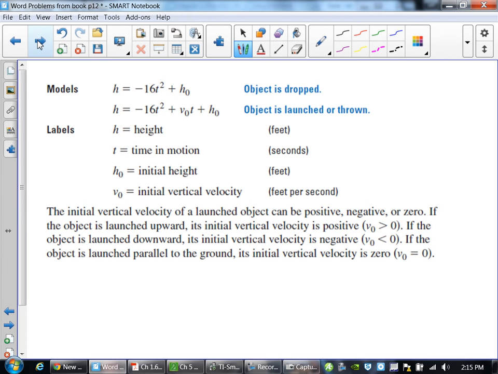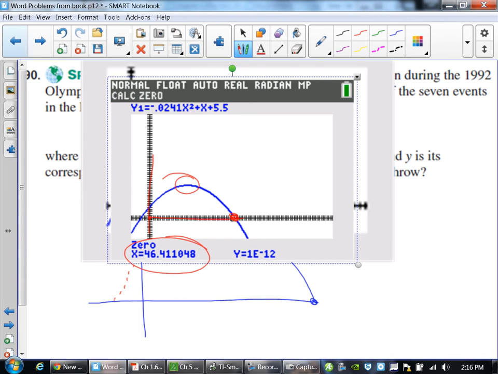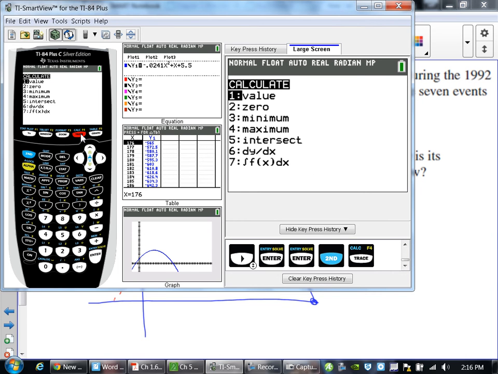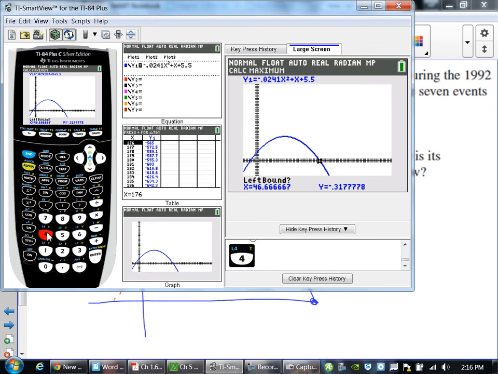How would you find the height? It's the maximum. Back on this one, the maximum height, you would use calculate maximum. If you want to figure out the maximum height, we hit second, calculate. It was down like a frown, therefore the high point is a maximum. I want to move my cursor to the left of where I believe the maximum is occurring. I'll hit enter. Move it to the right of where I think the maximum is occurring. Hit enter. Hit enter one more time.